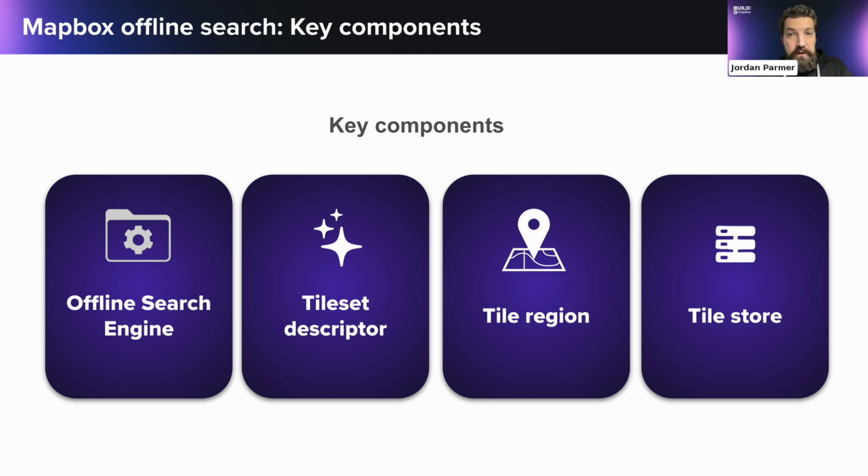Now the tile store is where it all comes together. Think of it as an on-device database that holds maps, routing, and search data in one place. Because our maps, navigation, and search SDKs all use the same tile store, the data stays consistent. That means if you download a region, the roads you route on, the POIs you search for, and the map tiles you see, they all come from the same place. So there's no duplicates or out of sync results.